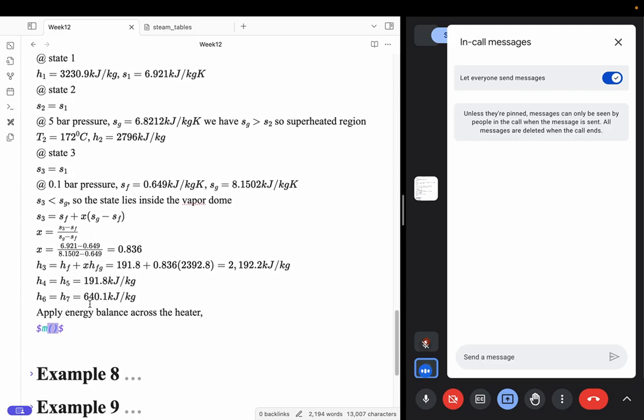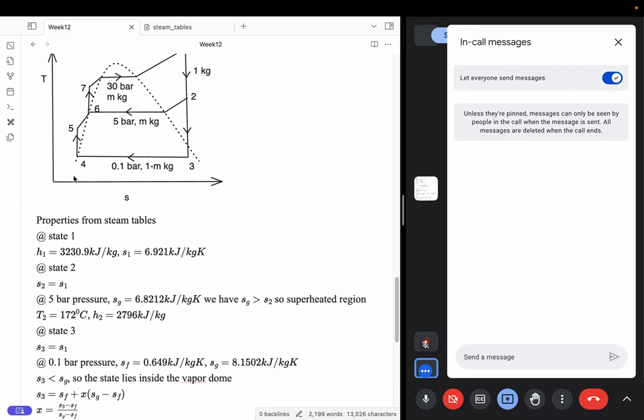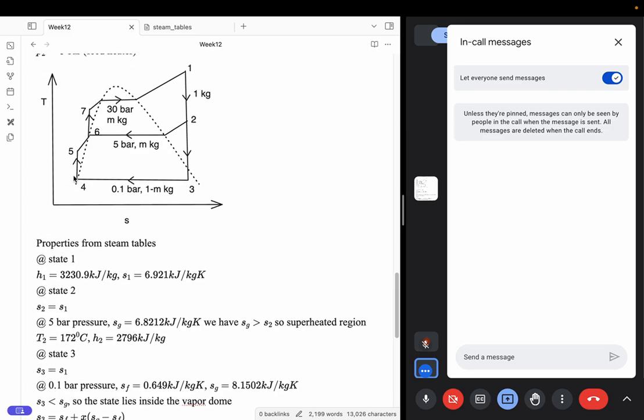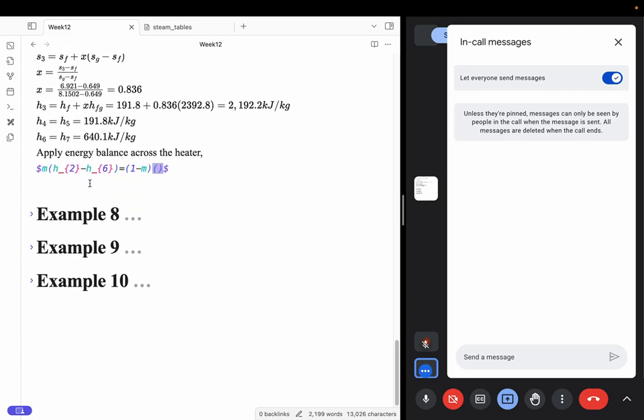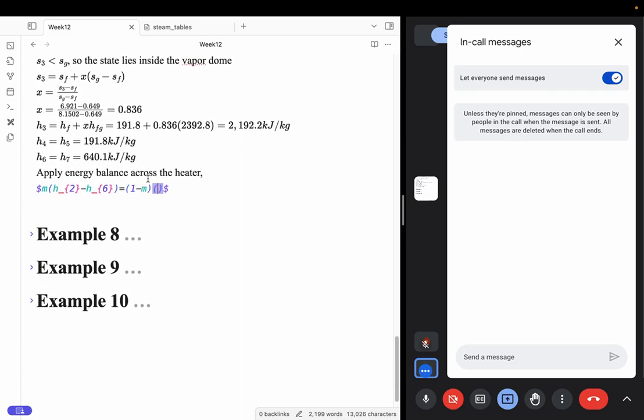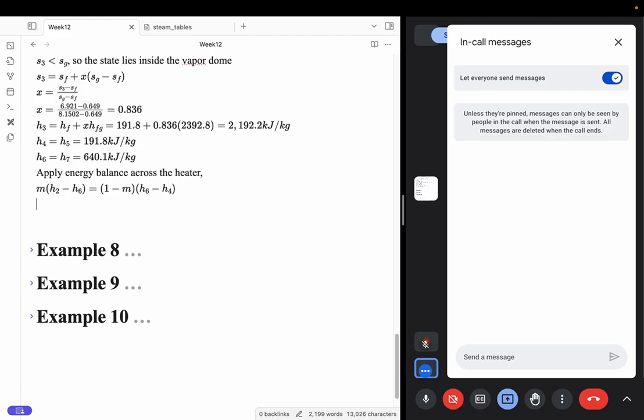What we have then: m times h2 minus h6 should be equal to 1 minus m times the other one. 1 minus m is from the other one. So that is h6 minus h5. Since the work is neglected, h5 will be equal to h4. So that will be h6 minus h4. So you can solve this equation.